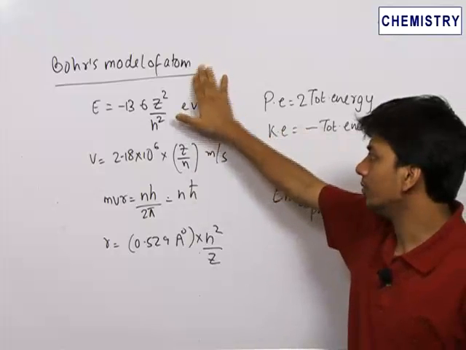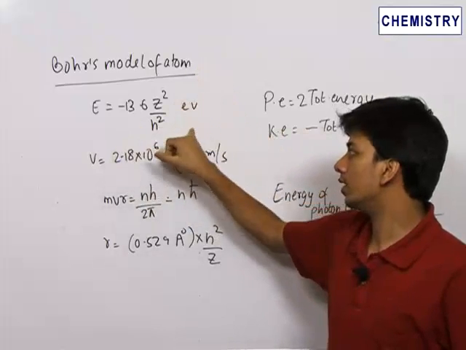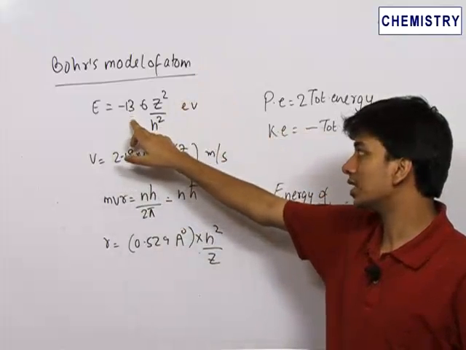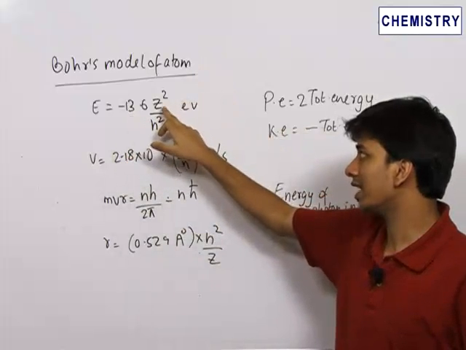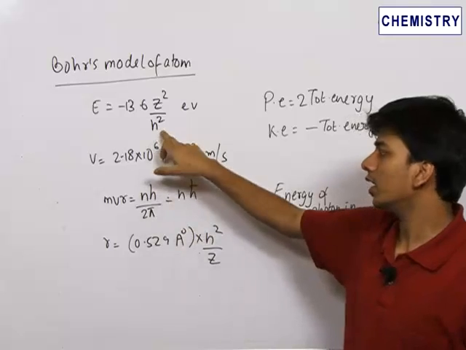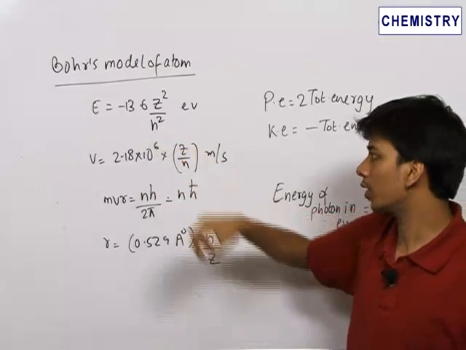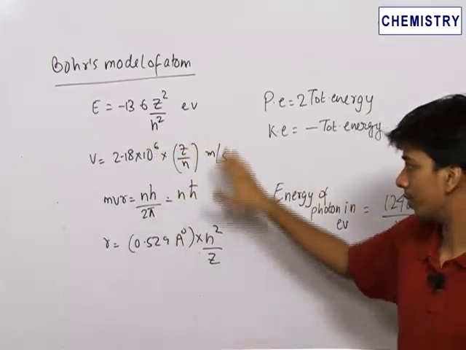In the Bohr model of atom, the energy of the atom in the nth orbital is given to be minus 13.6 into Z square upon n square. Here Z is the atomic number of the element and n is the principal quantum number of the orbit in which the electron is present.